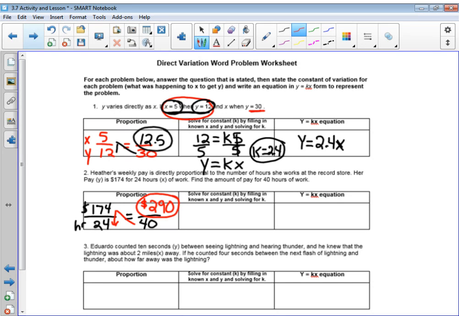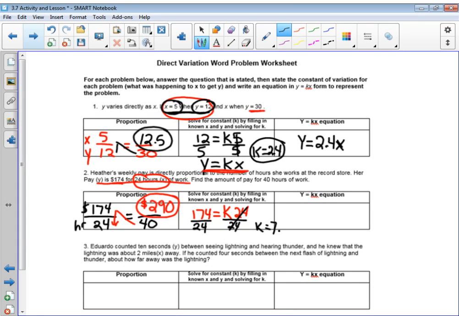The next part: solve for the constant K by filling in the known X and Y. I like to use the one where they've already given me that, just in case I made a mistake in my proportion answer. I shouldn't get the second one wrong if I use the information that they gave us. So Y was 174. We're going to use this equation: 174 equals, we don't know K, but the X was 24 hours. Now we're going to work to get K by itself. So divide by 24, divide by 24. We get K equals 174 divided by 24, which gives us $7.25.